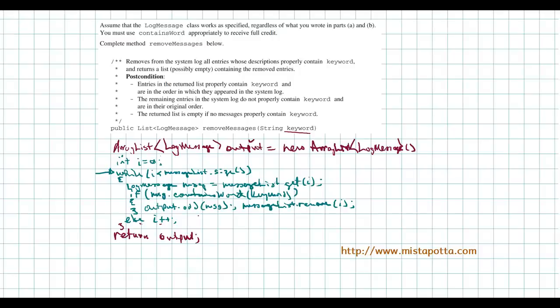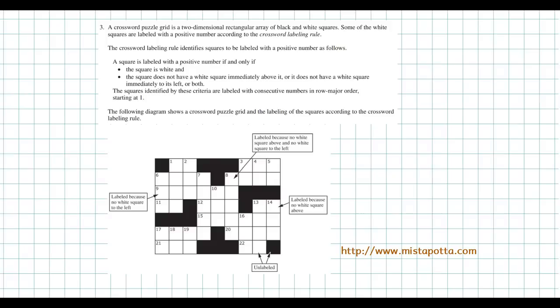Either way will work. Whenever you're using a for loop, you have to be careful because it's real easy to lose those elements. So this is question two, probably one of the harder questions on the AP exam, certainly one of the longest ones. Rest of them should be pretty straightforward. So let's take a look at number three.